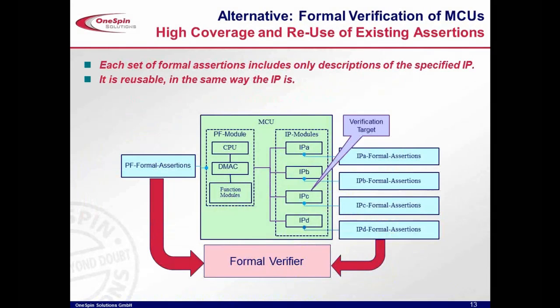So the idea was, okay, we have some transaction level assertions for the various IPs, and we also have, for their PF module, what they call PF module, CPU, DMA, which is typically the core of their product. So how can we reuse them?